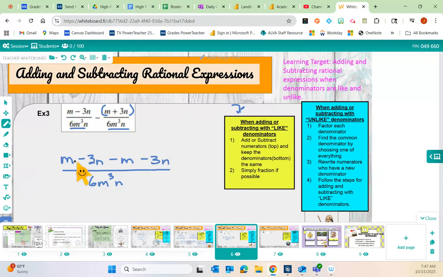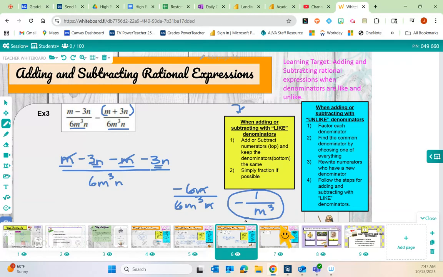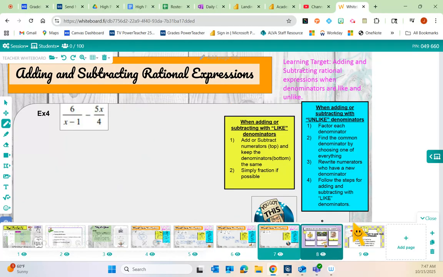So add or subtract the numerators, so that means combine like terms. M minus m will cancel. Negative 3n and negative 3n will not cancel. That's going to give you negative 6n over our common denominator. And then we will get to reduce here. So my n's will cancel, my 6's will cancel, and I'll be left with an m to the third on the bottom. And then if everything cancels out of the top, you put 1 and then you leave the negative. So be careful when you're subtracting. You have to subtract everything in that second numerator.